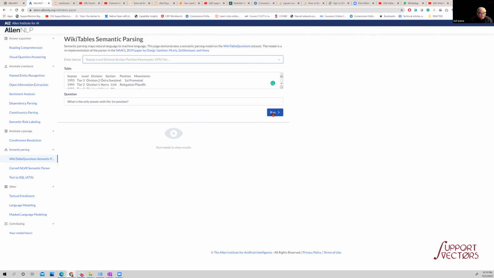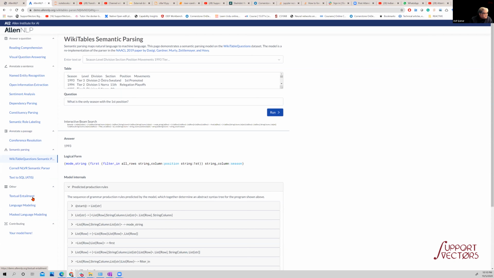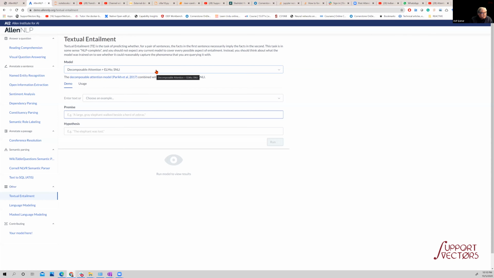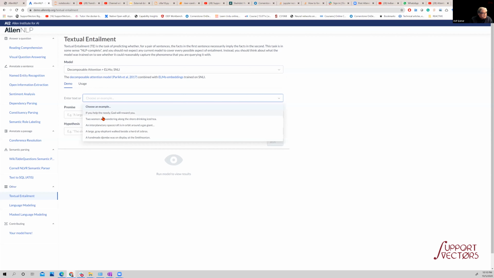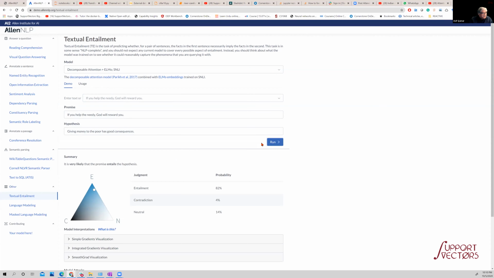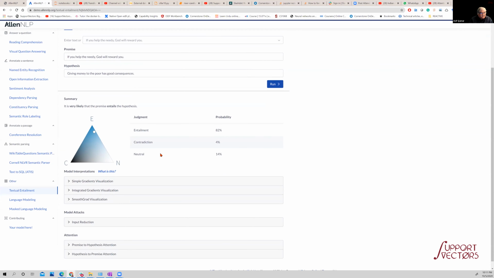Right? And so there's more to it. I'm quickly running through textual entailment. It tells you whether one thing follows from the other or not. Entailment, that is it, right? It is very likely that the premise entails the hypothesis. Here is the premise, here's the hypothesis, that they are related.